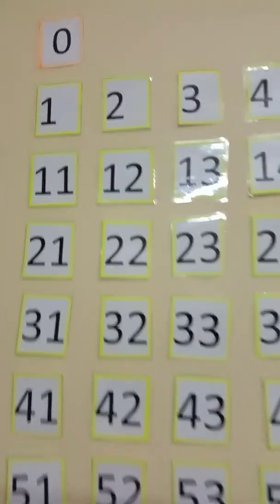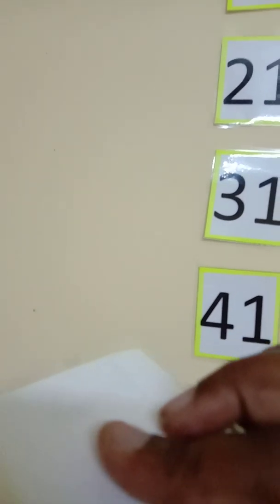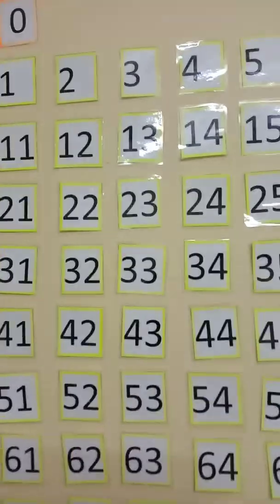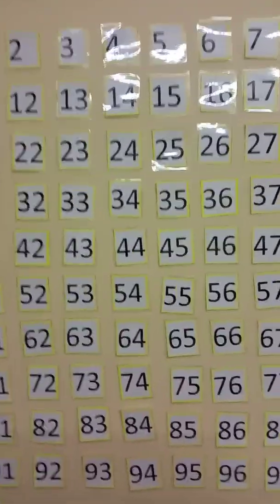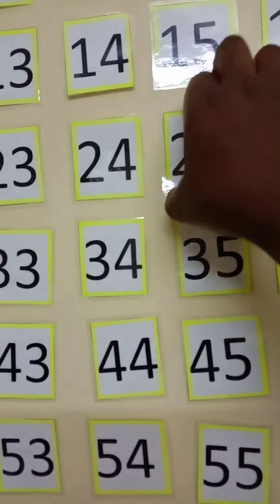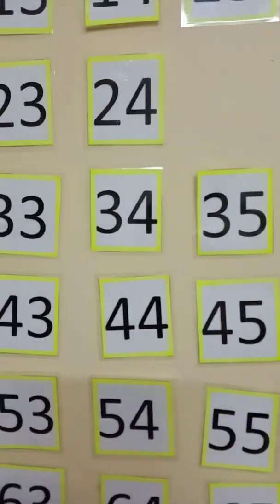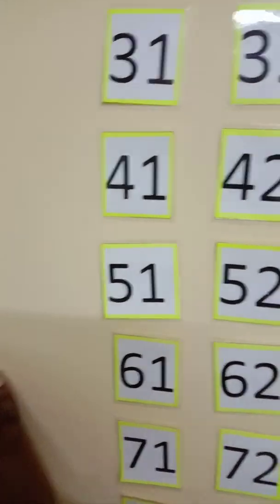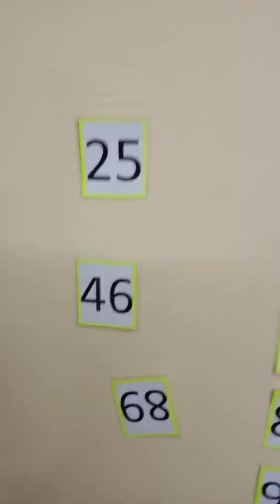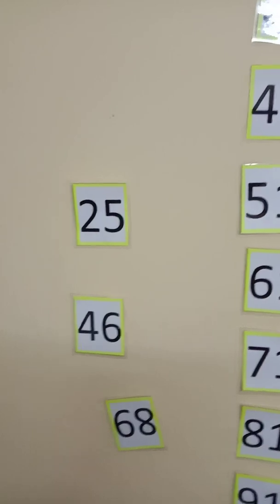So it's flexible. You can remove them, make any arrangement or do anything else with them. You can mix the numbers, let the learners place them. For instance, if you remove this 25, maybe remove a 46, and maybe remove a 68, paste them in a separate place, and then ask learners to replace them.